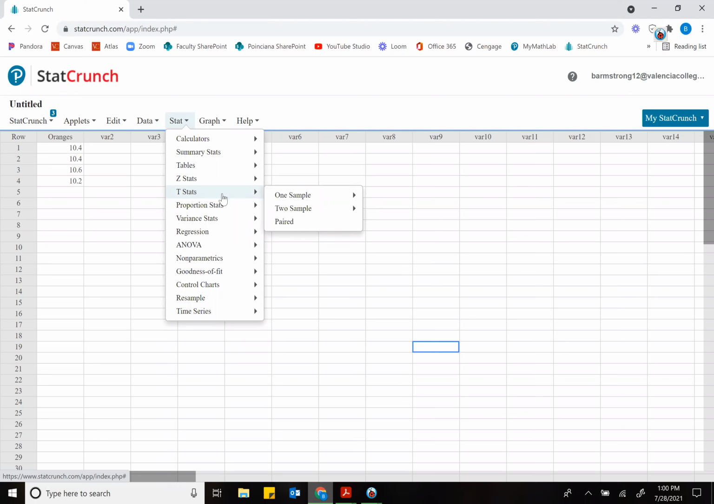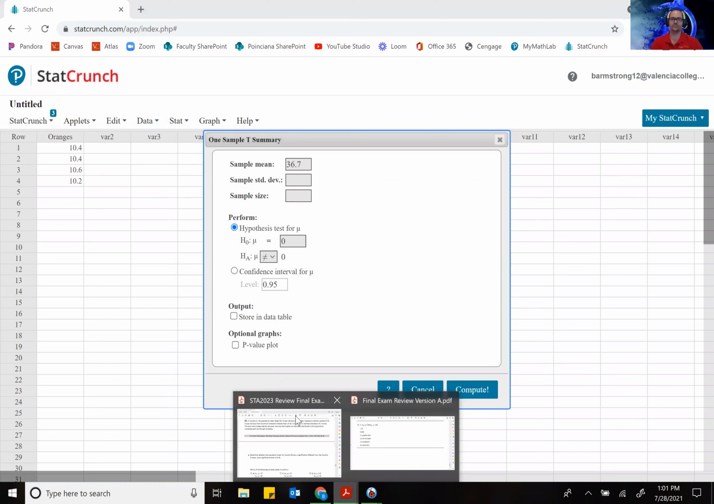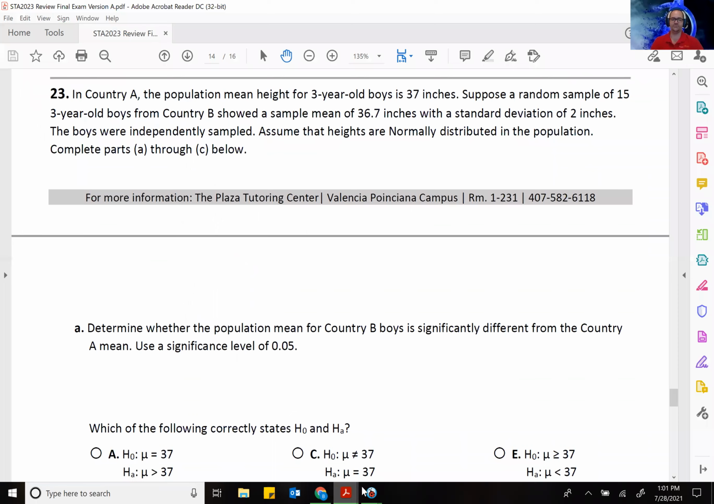One sample with summary, I believe. With summary, because we don't have any data. And now I see that it says sample mean, so now you know which one goes where. So what goes in sample mean? The 36.7. What's the deviation? I believe it was 2 or something. Let's make sure. Yeah, deviation is 2.